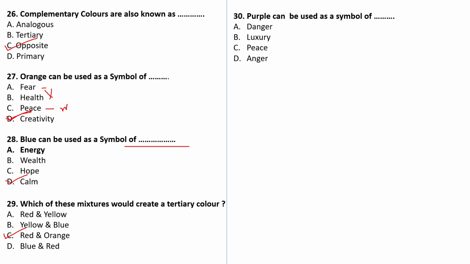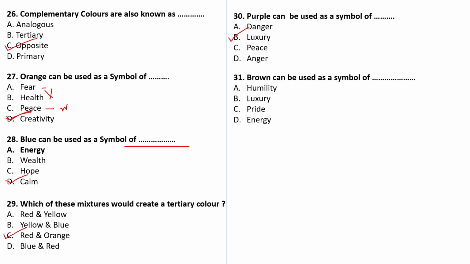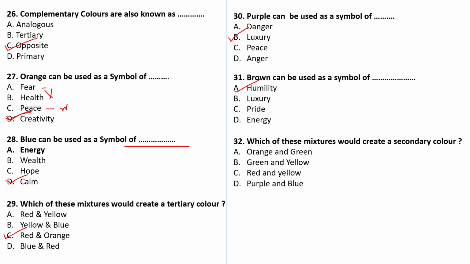Purple can be used as a symbol of luxury. So B. Then talking about 31, brown can be used as a symbol of humility. So A is the answer.